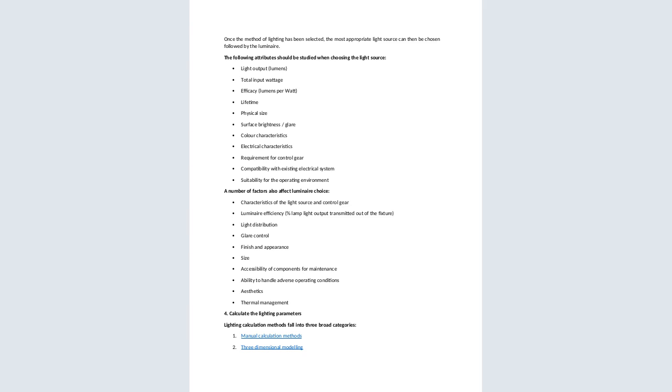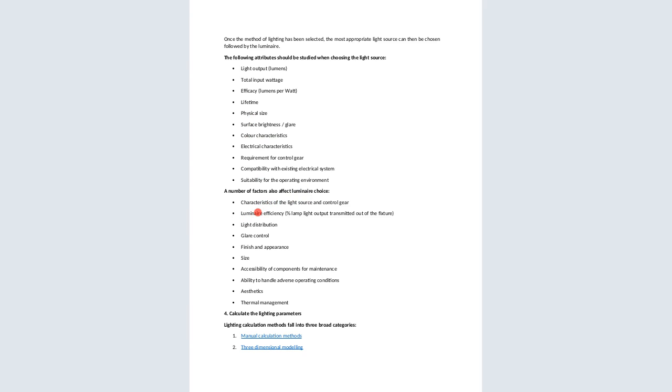That is the light output in lumens, the total input power, the efficiency, the lumen power, the lifetime, the physical size. All these have to be kept in consideration because you shall have calculated the efficiency and the lumen power, and then the physical size. We have the surface brightness and glare. We have the color characteristics, the electrical characteristics, the requirement of the control gear, compatibility with existing electrical system, suitability of the operating environment. A number of factors also affect the luminaire choice.